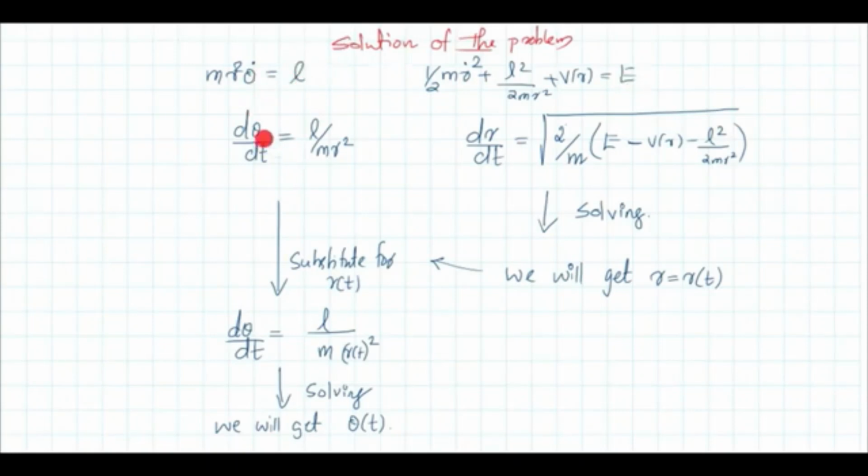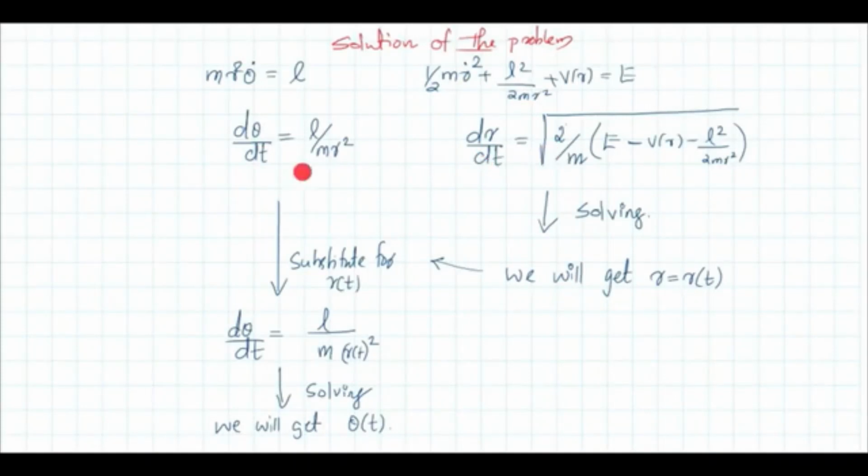From this expression I can write d theta by dt equal to L by mr square. So this is a first order differential equation. From this expression I can write dr by dt equal to square root 2 by m E minus v of r minus L square by 2mr square. Simply take these terms to the right hand side and multiply with the 2, divide with m, take the square root. That is r dot. r dot is nothing but dr by dt. So these two are first order differential equations.